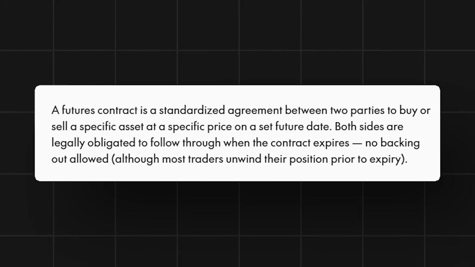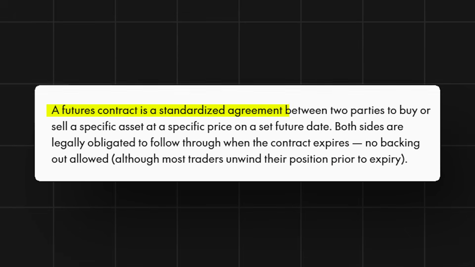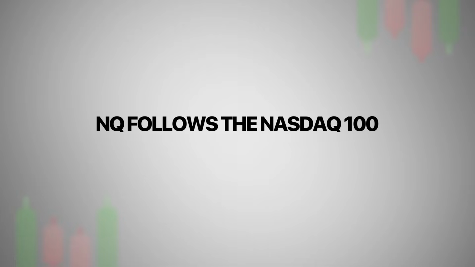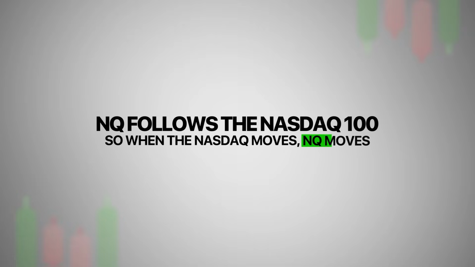So what even are futures? The textbook answer is that a futures contract is an agreement to buy or sell something at a certain price at a certain date. But realistically, for what we're doing, you do not need to overcomplicate it. I'm never holding one of these things until some future date. I'm normally in a trade anywhere from 1 minute to 30 minutes, and then I'm out. What actually matters is what the contract follows. NQ follows NASDAQ 100. So when NASDAQ moves, NQ moves.